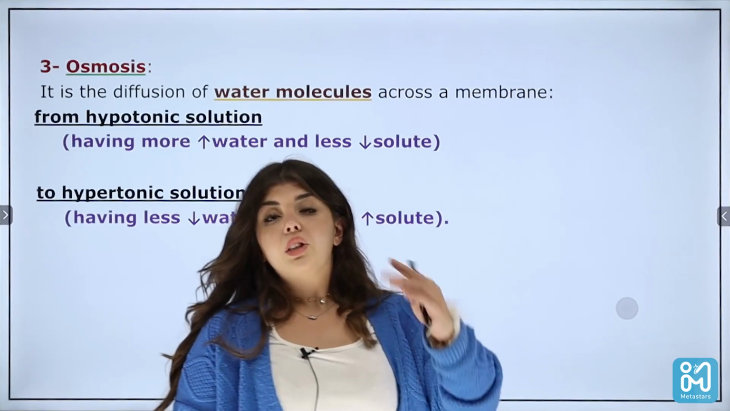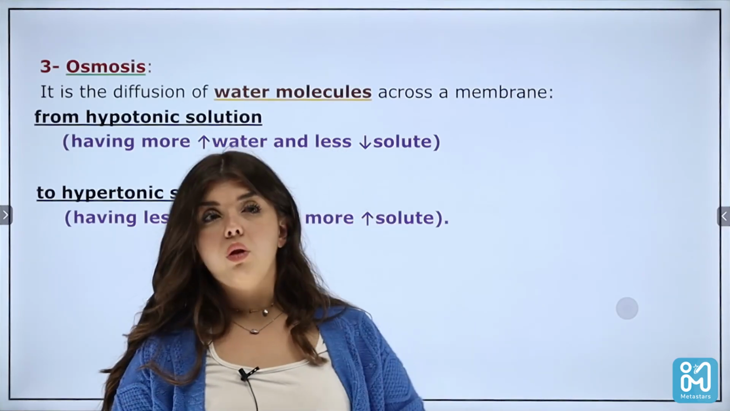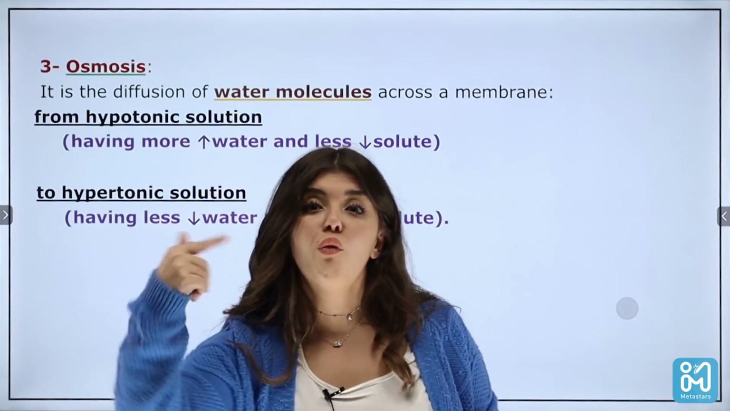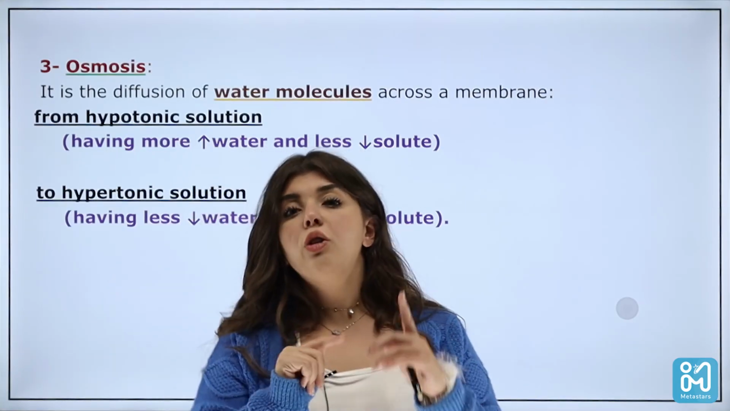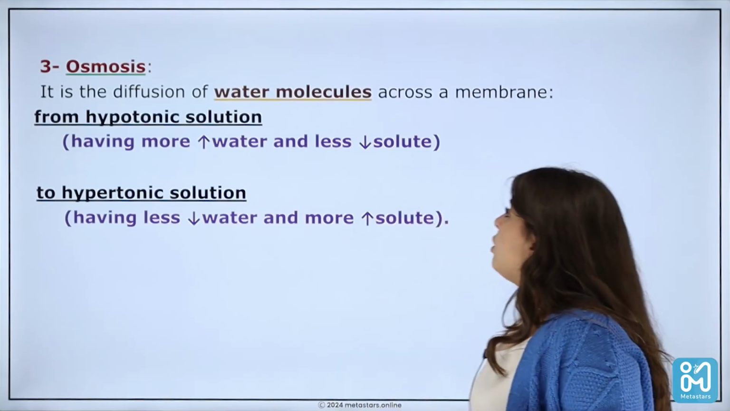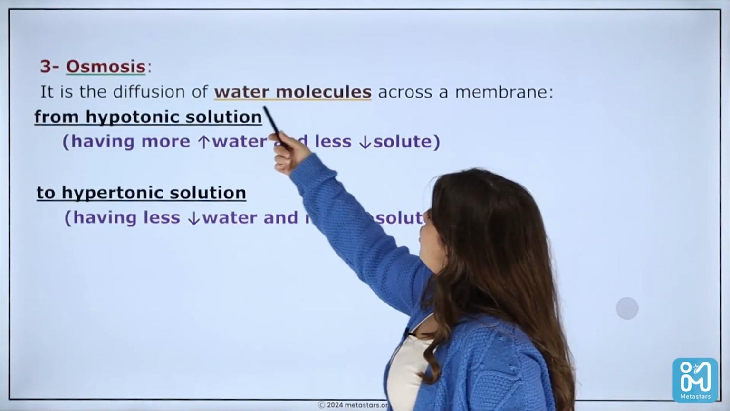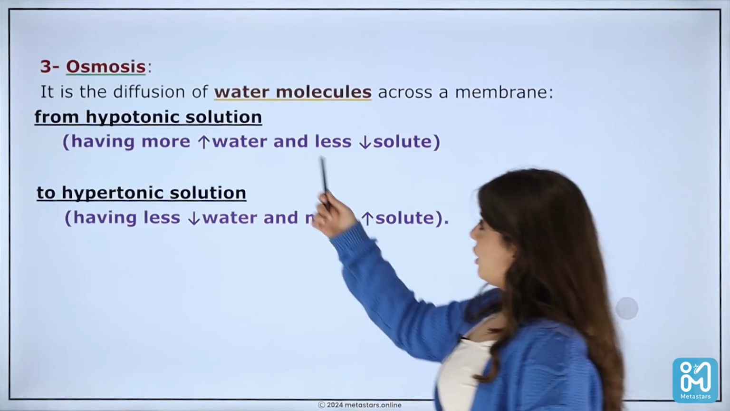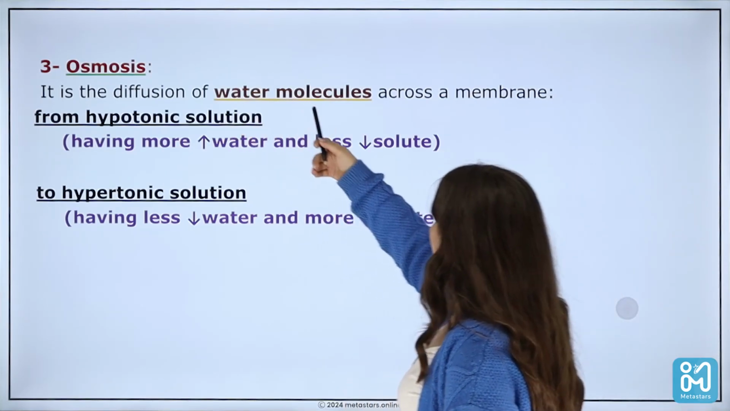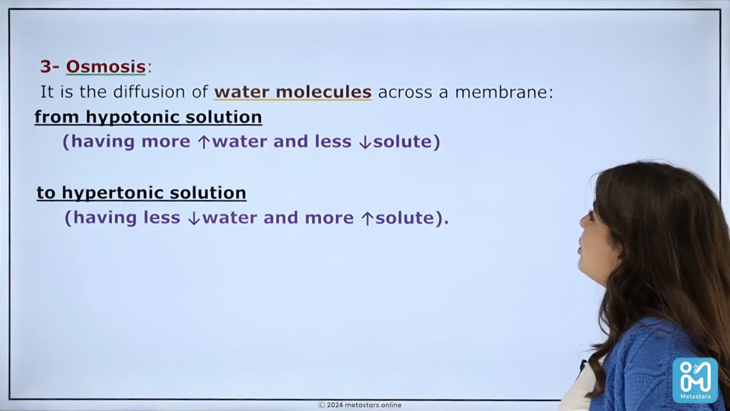The third one, which is the most important, is the movement of water, and I'm sure you are familiar with this. The movement of water from a higher concentration of water to a lower concentration of water, we call osmosis. Osmosis is the diffusion of water molecules across a cell membrane. The first thing, diffusion of water molecules. The second thing, across a cell membrane.